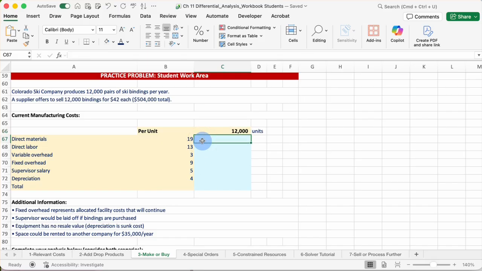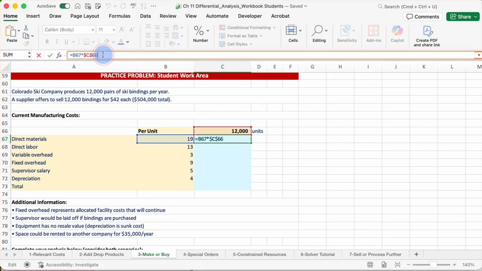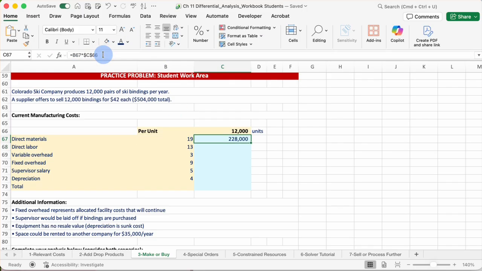So we'll go ahead and do that by saying equals, and then grab the per unit cost and multiply it by the units. And we need to lock in the number of units, so I'm going to use Command T or Function F4 on Windows. And then I need to drag this formula down that is completing that multiplication for us. So I'm going to hold down Shift and then arrow down to depreciation and hit Command D or Control D on a Windows and pull down all of those formulas. So now we've multiplied the per unit price times the number of units.